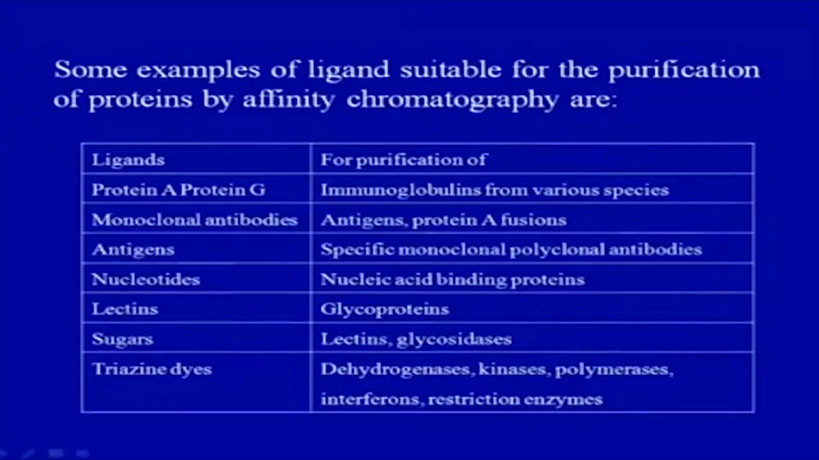Some typical examples of ligands suitable for the purification of proteins by affinity chromatography are, as you can see on your screen, protein A or protein G, which could be utilized for immunoglobulins, monoclonal antibodies for different kinds of antigens, then nucleotides for nucleic acid binding proteins, lectins for glycoproteins, sugars for lectin and glycosidase, and likewise you can use a lot of different combinations. So, one was specificity, which is very important.